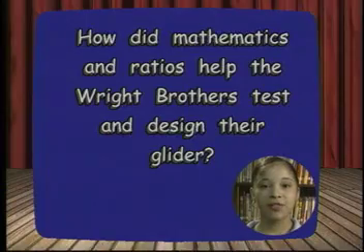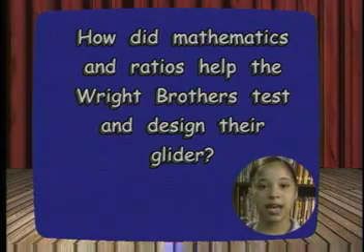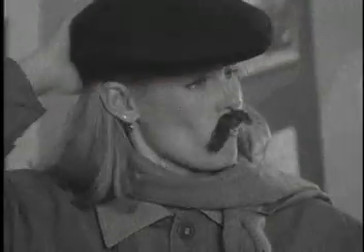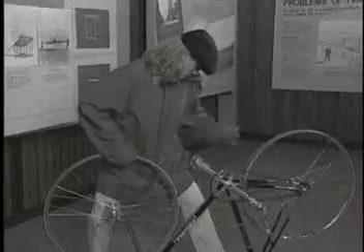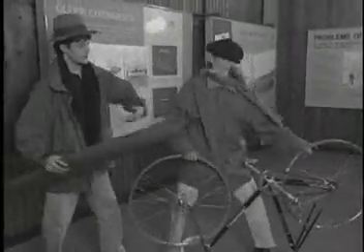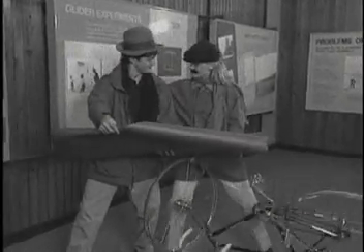How did mathematics and ratios help the Wright brothers test and design their glider? Before Flyer 1, the Wright brothers worked on bicycles. As young men, Orville and Wilbur started a bicycle manufacturing and repair company in their hometown of Dayton, Ohio. The Wright brothers used the money they made to finance their interest in aviation.